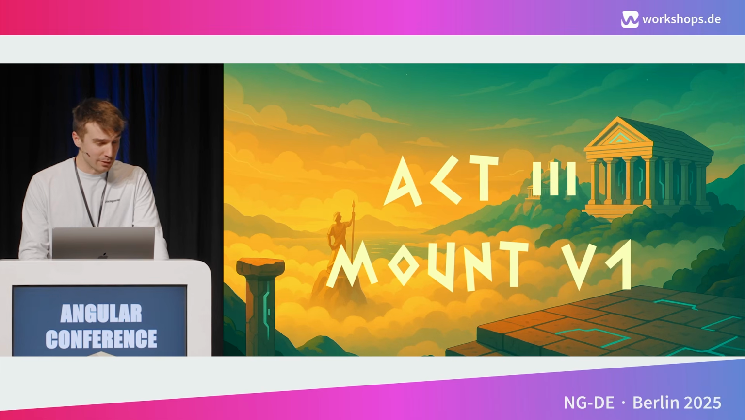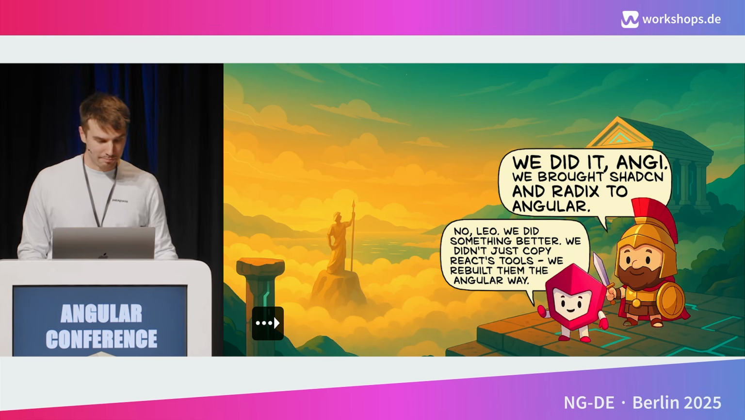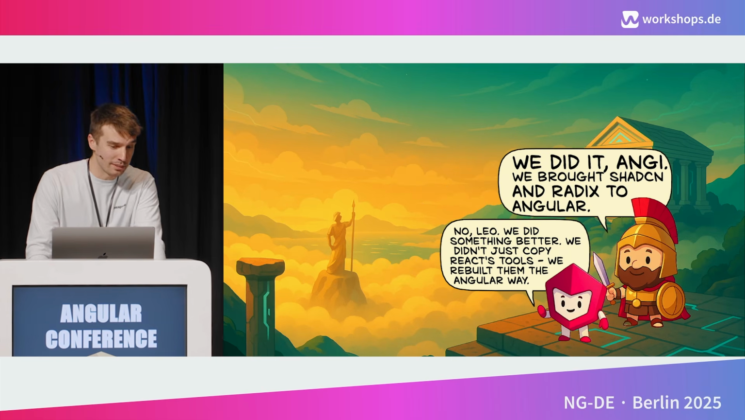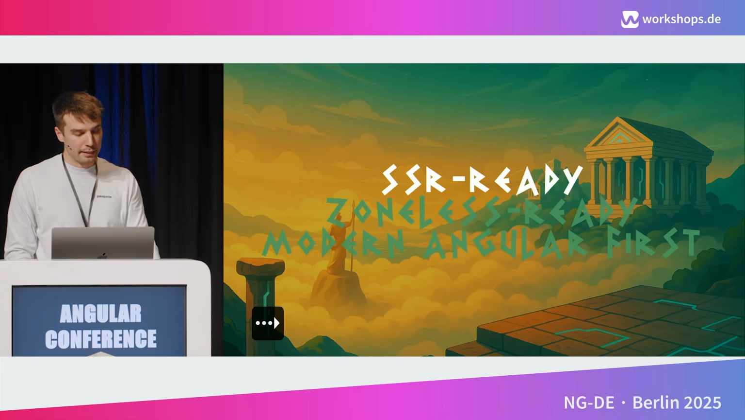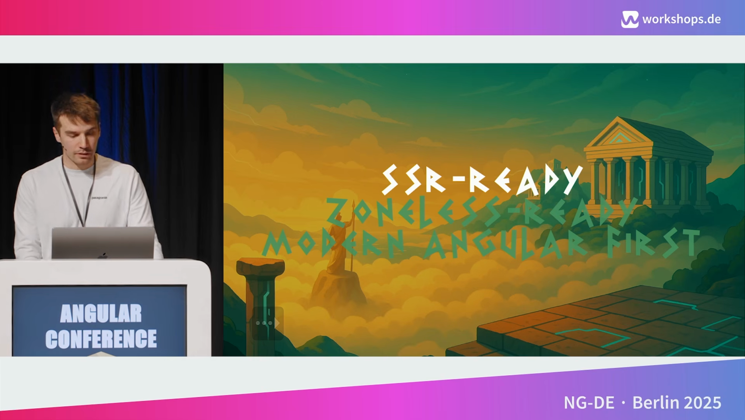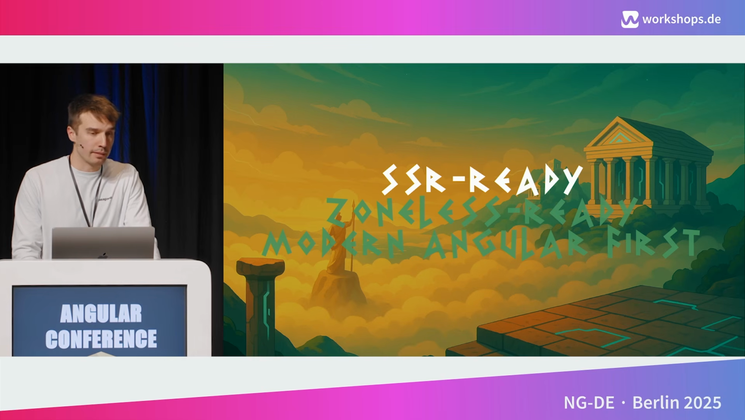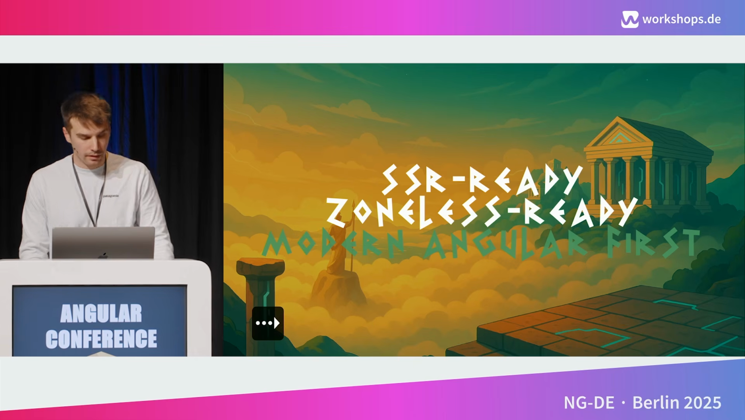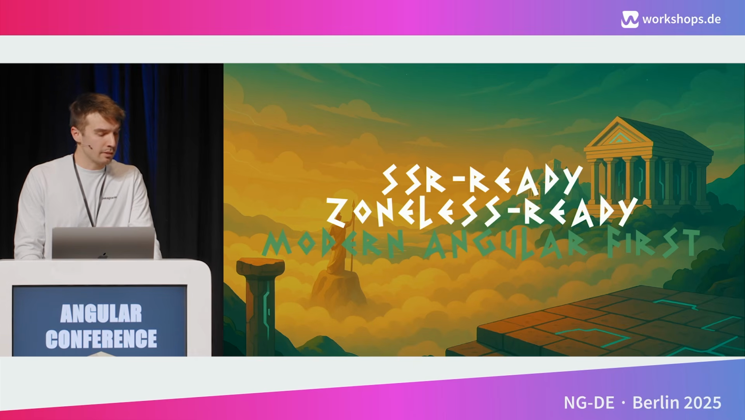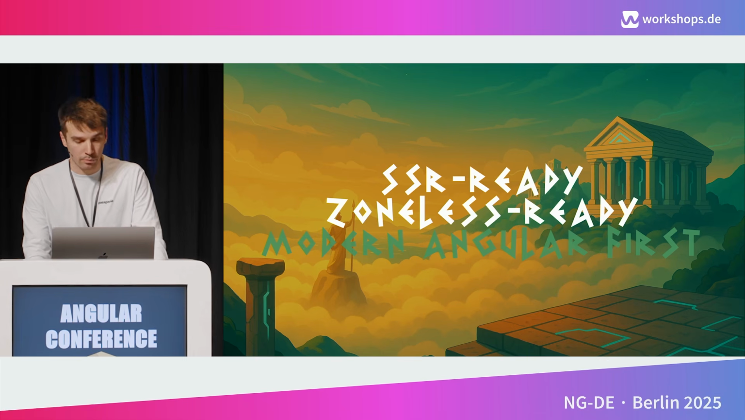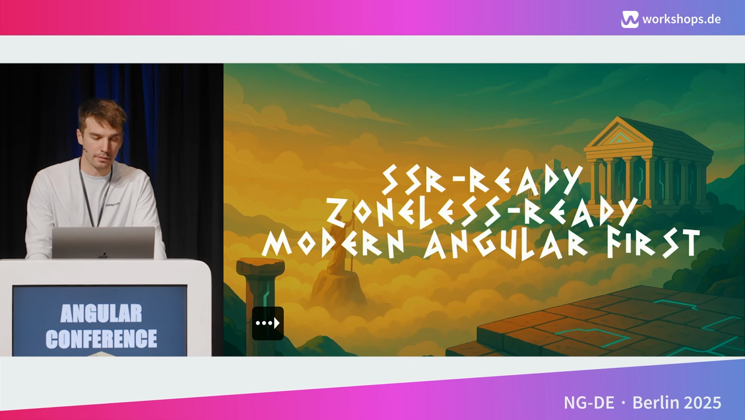So with that, our heroes finally reached their goal, right? They did it. They brought shadcn and Radix to Angular, but they just didn't do that, right? They rebuilt it the Angular way. Every component works on the server because we build our docs with analog.js. So SSR isn't an afterthought, it's the default. We also build on top of signals and on push from day one. So when you're ready to drop Zone.js, the Spartans will be ready too.